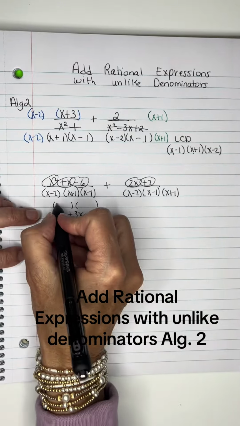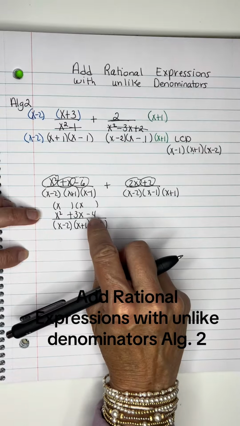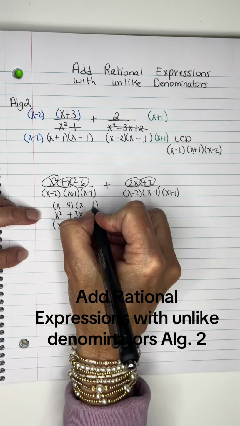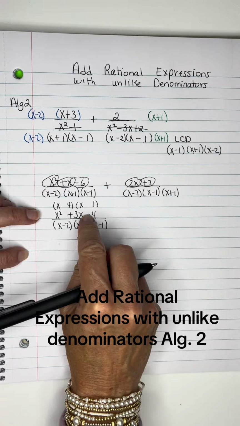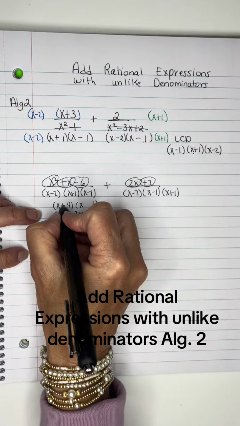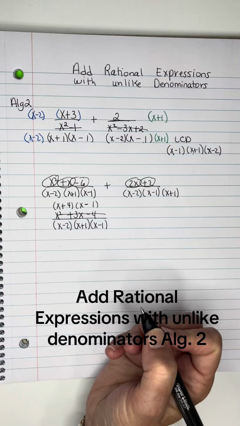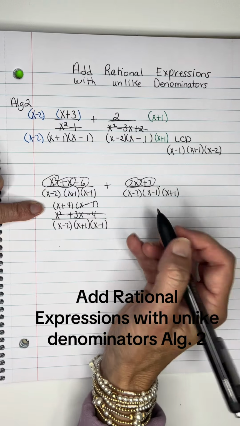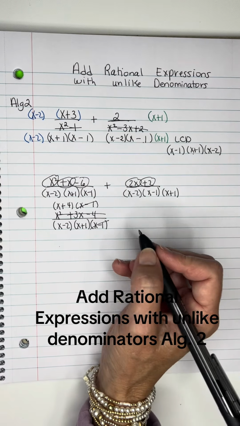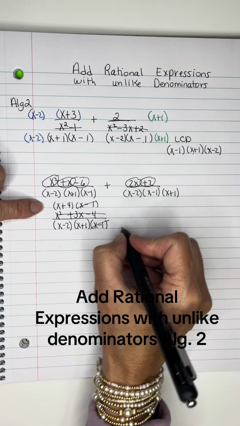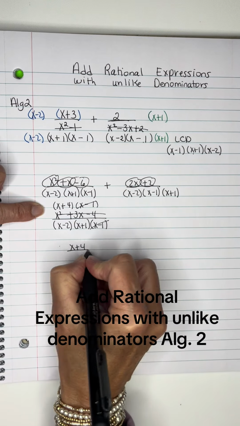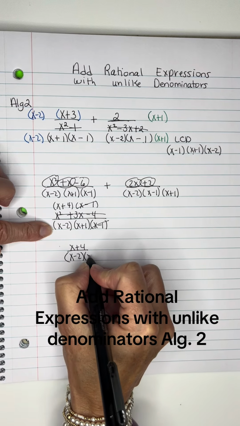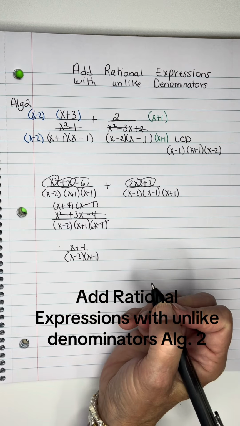First terms would be x. The factors of 4 that add or subtract to give you 3 would be 4 and 1. The signs are different. The bigger one will be positive. So it's a positive 4 and a negative 1. All right, now what we're left with is this x minus 1 is common with this x minus 1. So they'll cancel. And you're left with x plus 4 over x minus 2 times x plus 1.